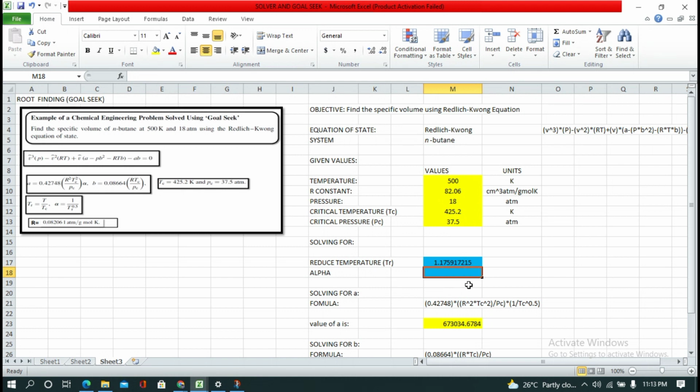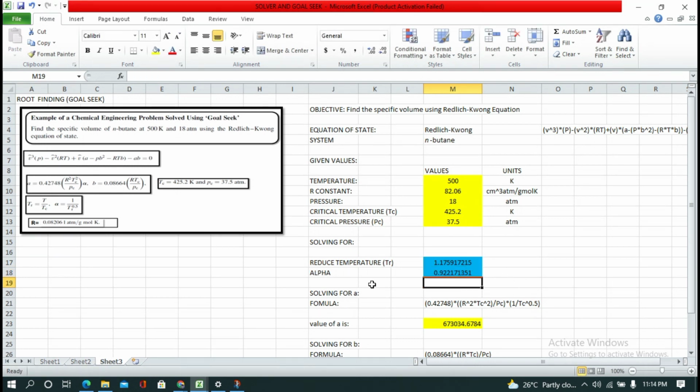So our reduced temperature is 1.175917. And then for the alpha, based on the given, the formula to solve for the alpha is 1 over the reduced temperature raised to 0.5. So perform the calculations, type equal, then type 1 divided by the reduced temperature raised to the power of 0.5.